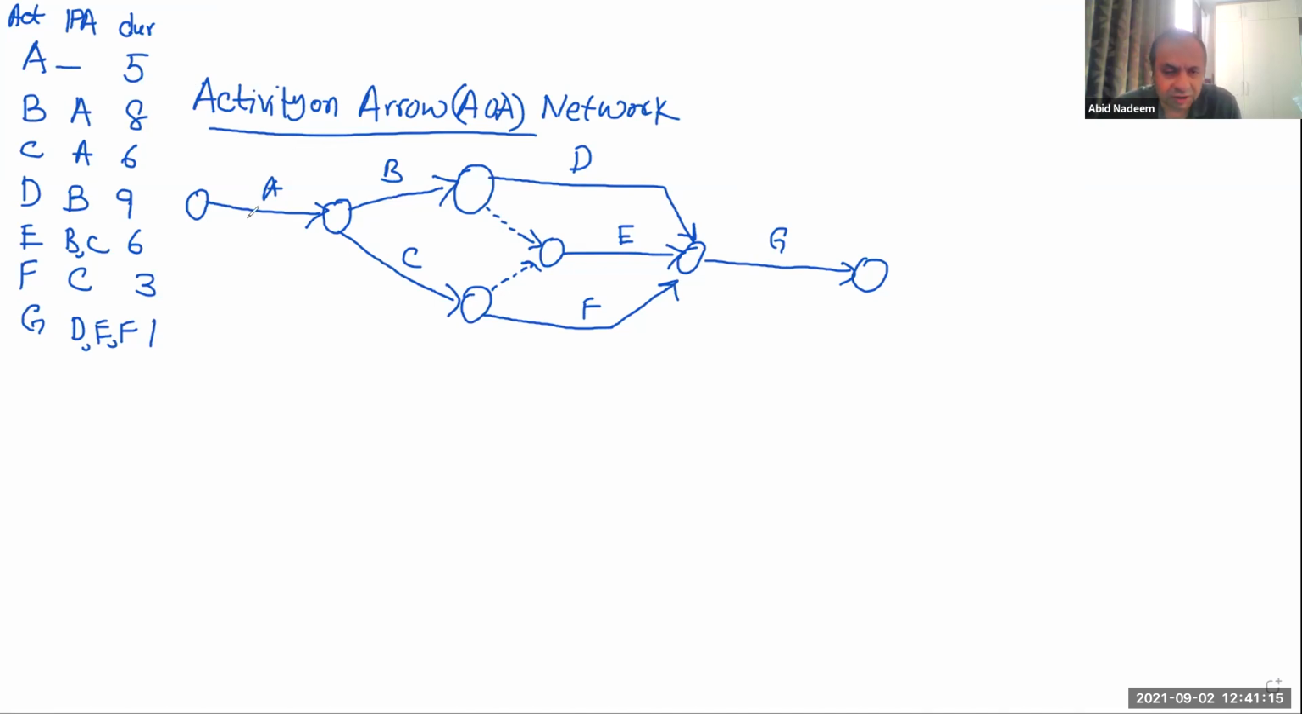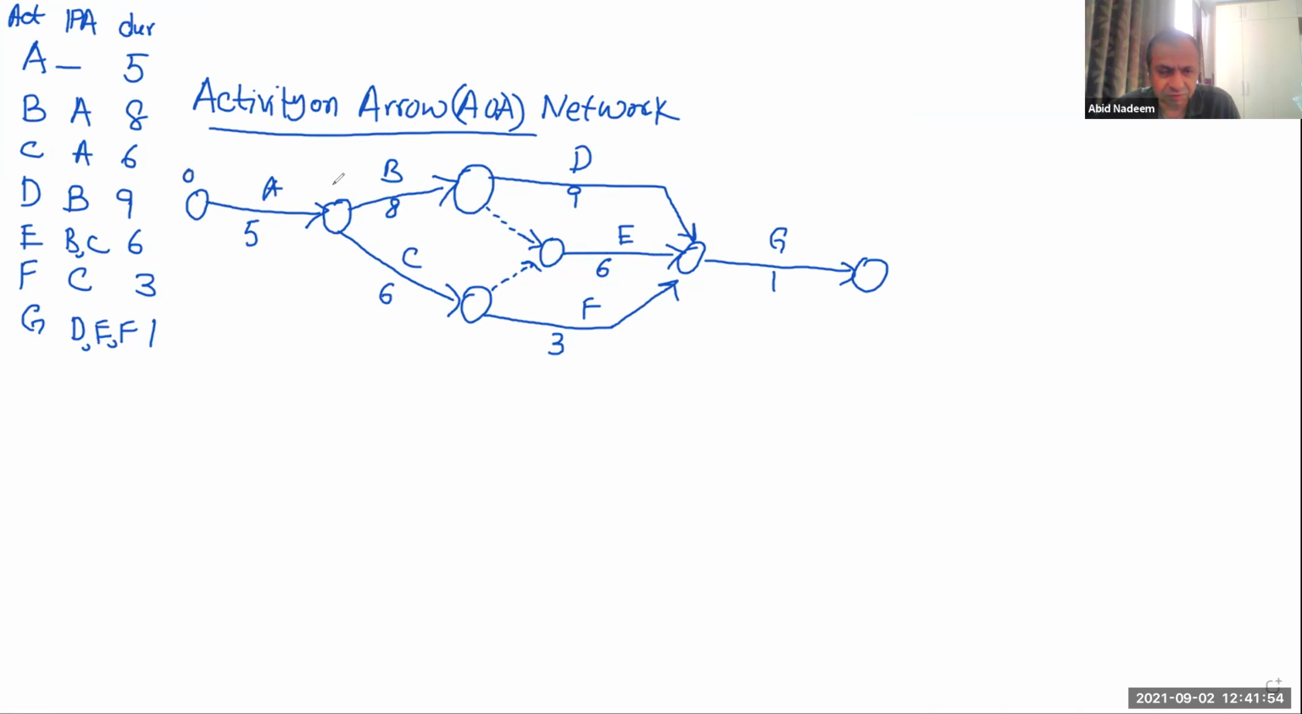Okay, so for activity A the duration is 5, activity B is 8, C is 6, D is 9, E is 6, F is 3, and G is 1. Once we can do it, we will be very much confident in our ability to do this in both ways. Similarly, we will perform the forward and the backward pass.